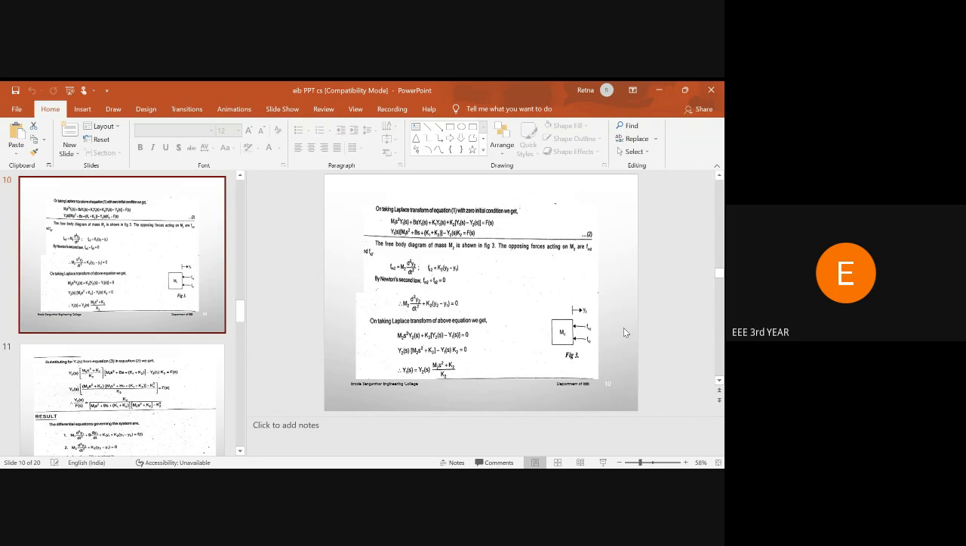Next, note the second mass, opposing forces are fm2 and fk2.